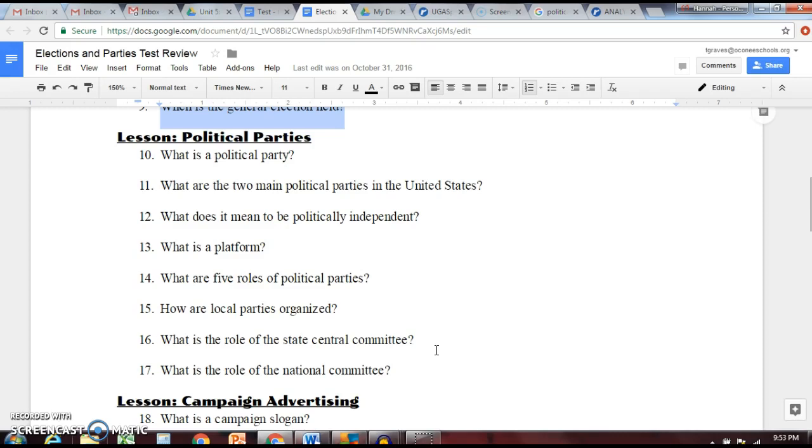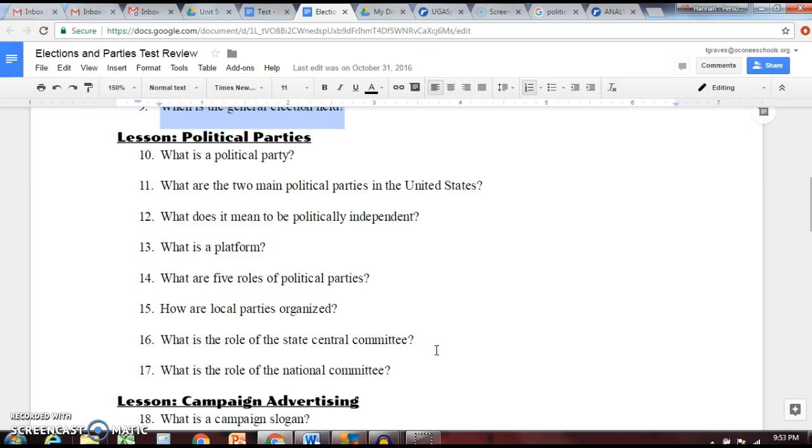Number 11, the two main political parties are Democrats and Republicans. Number 12, what does it mean to be politically independent? That means you don't necessarily belong to either of the two political parties. You are independent. You vote independent of whether it's a Democrat or Republican. Sometimes you might vote for a Republican, sometimes you might vote for a Democrat. The decision you make, if you're an independent voter, is based on, in each individual election, who do you think is the best candidate? Sometimes you think it's the Republican, sometimes you think the Democrat. You just go with who you think. You're not necessarily always voting for Republicans. You're not always voting for Democrats.